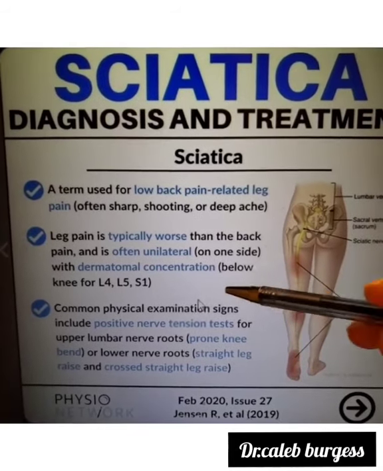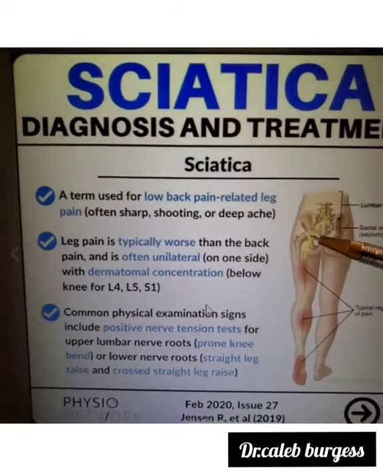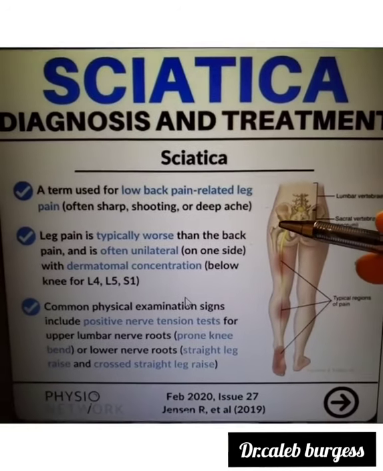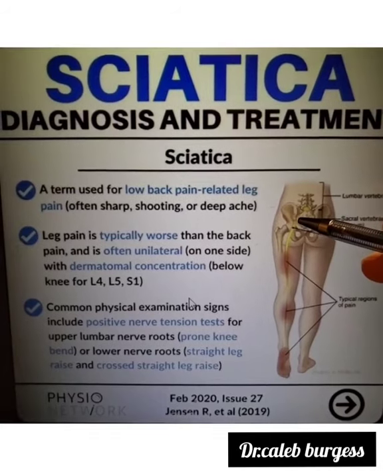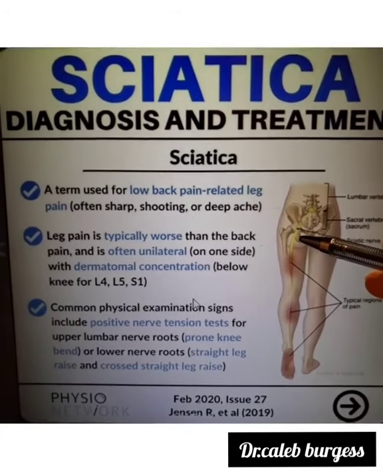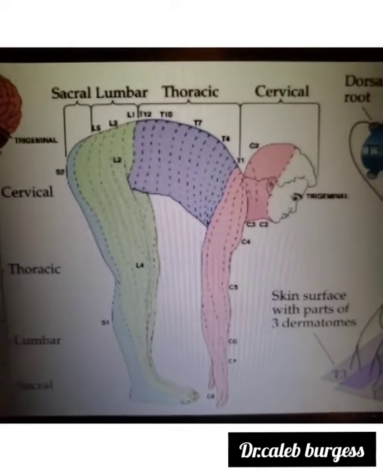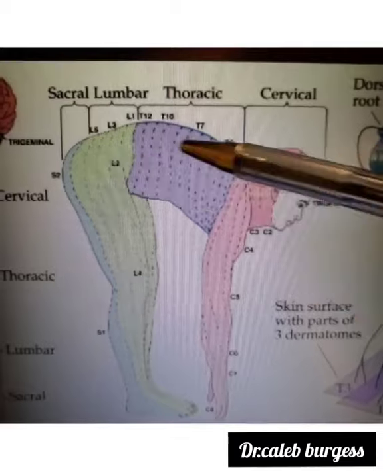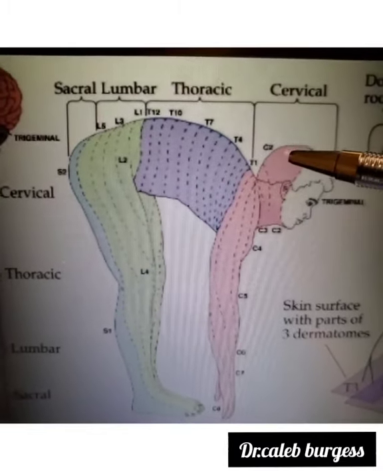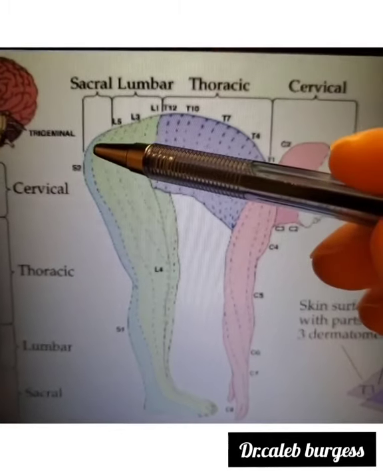So we talk about L4, L5, S1 dermatomal concentration. A dermatome is basically a map of what area each nerve innervates. I'm going to show you guys a picture of that next. So this is actually a pretty good picture of that, and you can see the lumbar spine right here is represented by the green. So L4, L5, S1 would be this one right here, and the sacral S1.